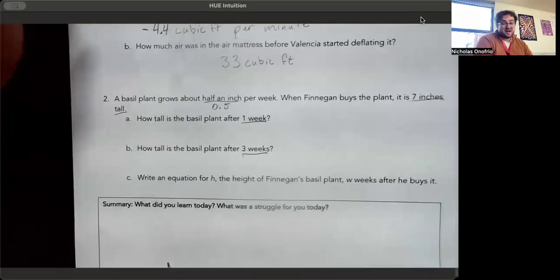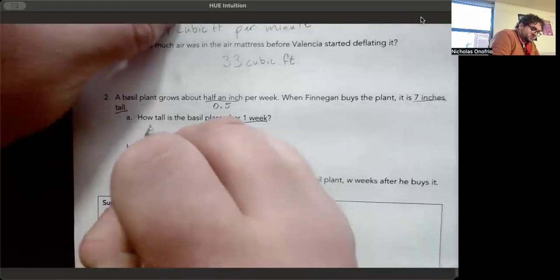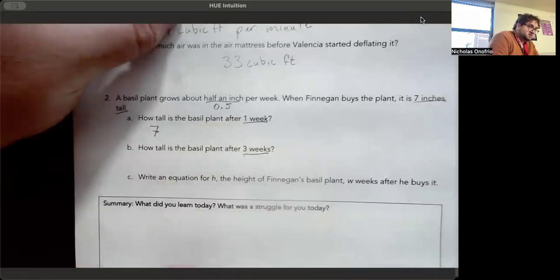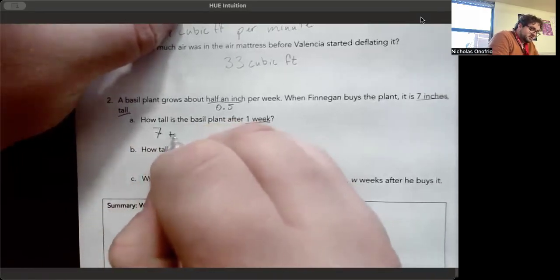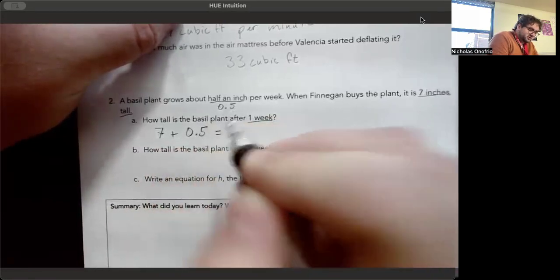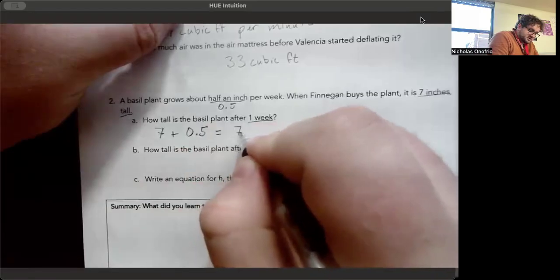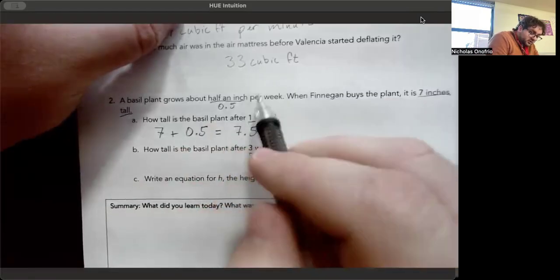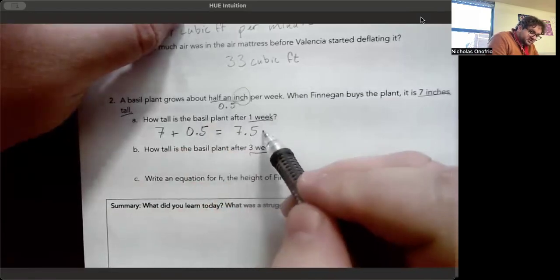All right, now we're back. Let's get going. How tall is the plant after 1 week? We know the plant starts at 7. And since it's only been 1 week, we only have to add 0.5 once. 7 plus 0.5 is 7.5. We notice our unit, inches.